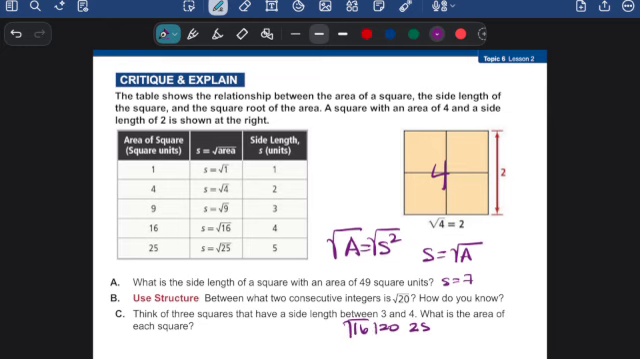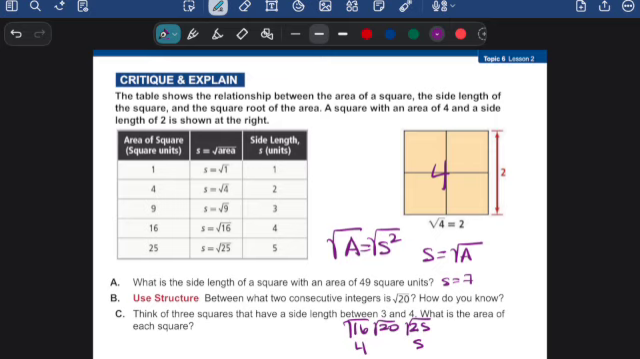If I take the square root of all of those, because I'm looking for the square root of 20, what's the square root of 16? 4. What's the square root of 25? 5. So that means the square root of 20 is going to be somewhere in between the integers 4 and 5. You could even say it's going to be closer to 4 since 20 is closer to 16 than it is to 25.